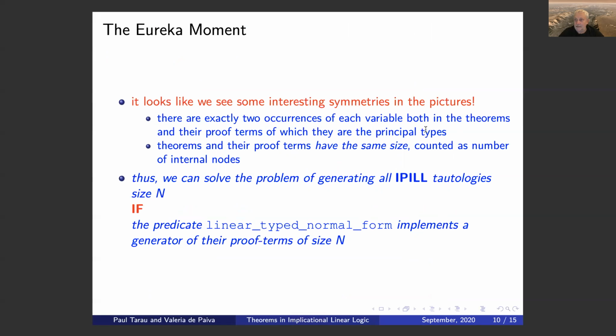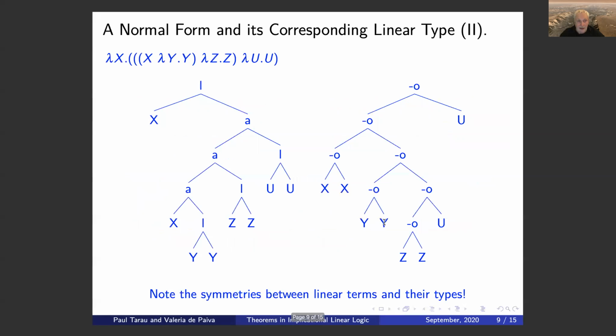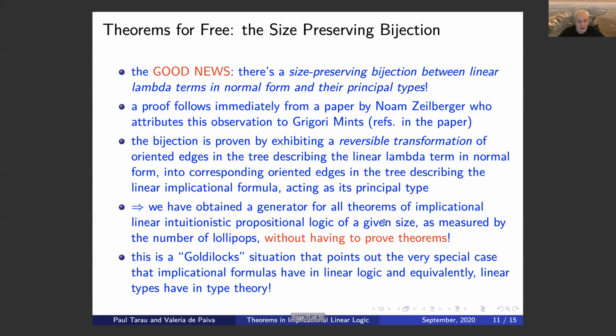So we have some interesting symmetries in the pictures. And now we see that we actually solve the problem of generating all IPL tautologies of size n if our predicate that we just showed you, linear type of normal form, implements a generator of the proved terms of size n. And we are lucky. We actually have a bijection, a size-preserving bijection between the two.